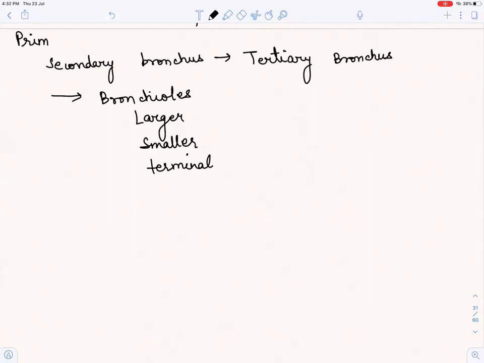So the primary bronchus is getting divided into secondary or lobar, tertiary, and into bronchioles. This is the bronchial tree. Any difficulty, you just see once if you have any difficulty in this. So here the conducting part is getting ended.